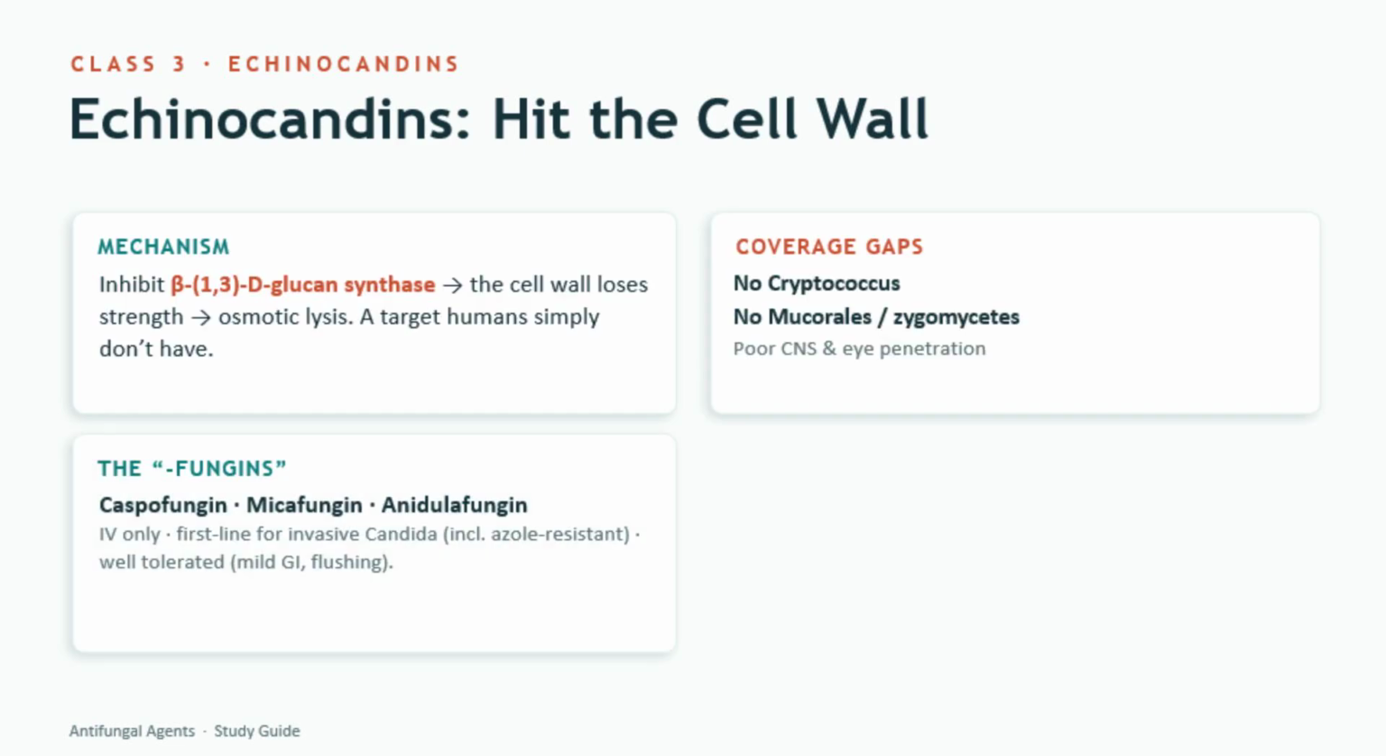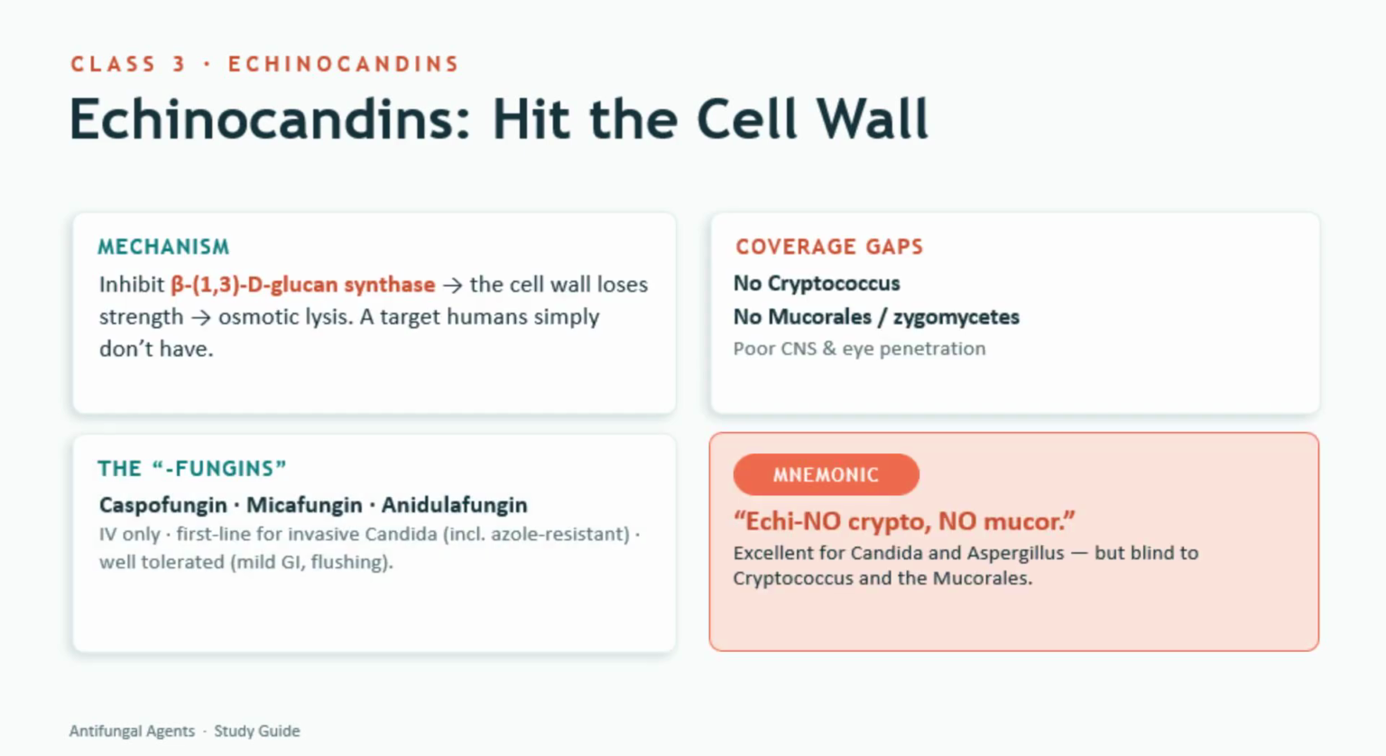The echinocandins are elegant because they hit a target we simply don't have, the cell wall. They inhibit beta-1,3-glucan synthase. The wall loses its strength and the fungus bursts by osmotic lysis. These are the "-fungins": caspofungin, micafungin, and anidulafungin, given intravenously. First line for invasive candida, including azole-resistant strains, and generally very well tolerated.